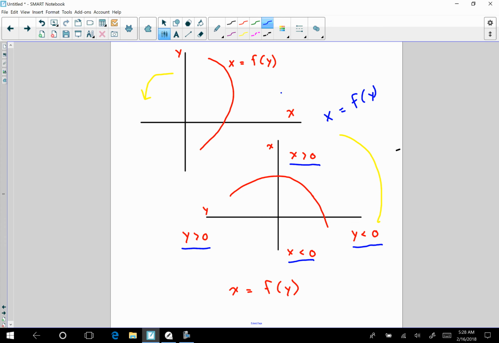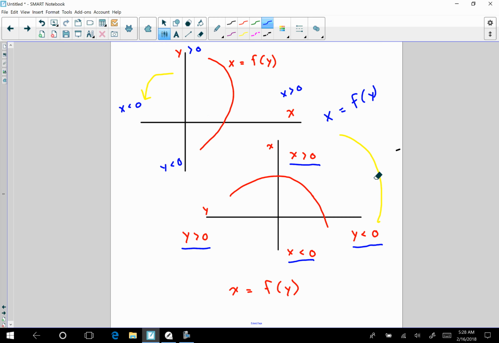land. Here, these are the x positives. These are the x negatives. These are the y positives, and these are the y negatives. So you may take a moment and dwell on what's happening here.